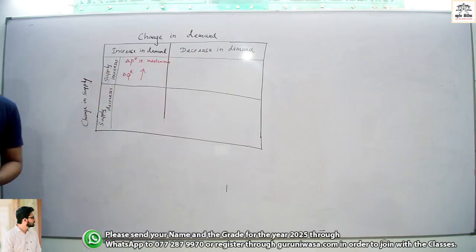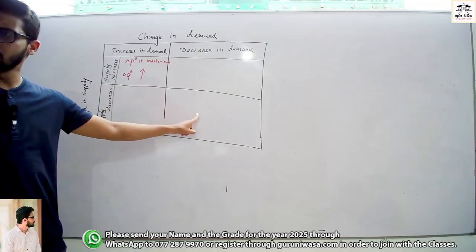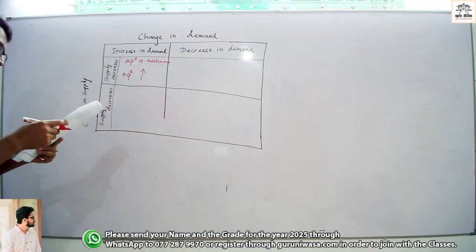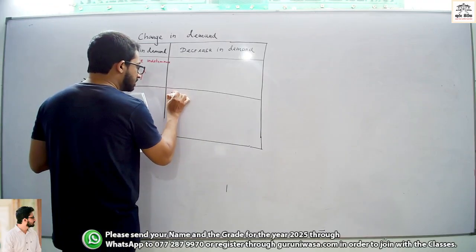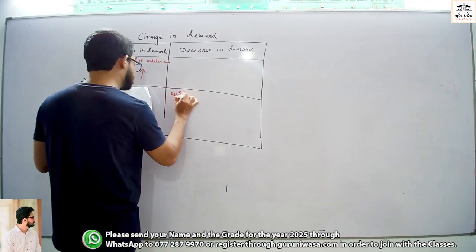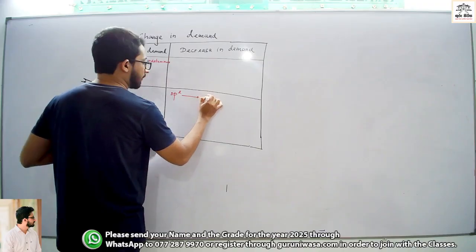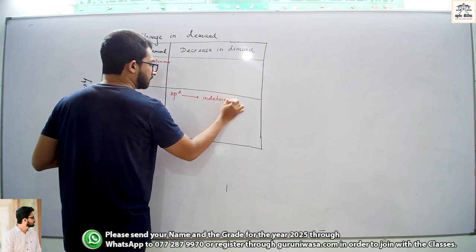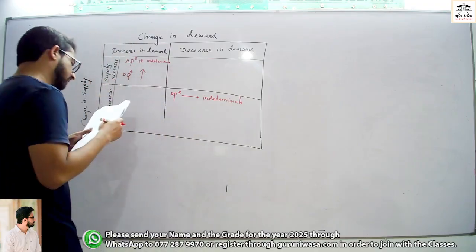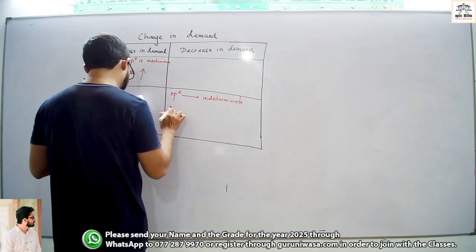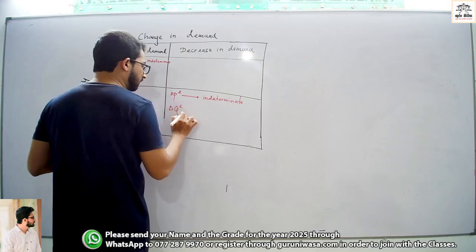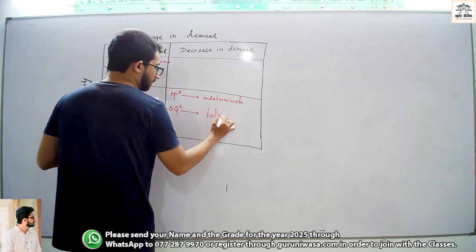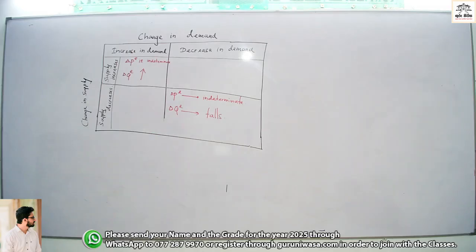That's a general conclusion. But if both forces decrease, that is the one we have not drawn. What happens? Write down: change in equilibrium price is indeterminate. Last one, change in equilibrium quantity: it falls. Equilibrium quantity always falls.